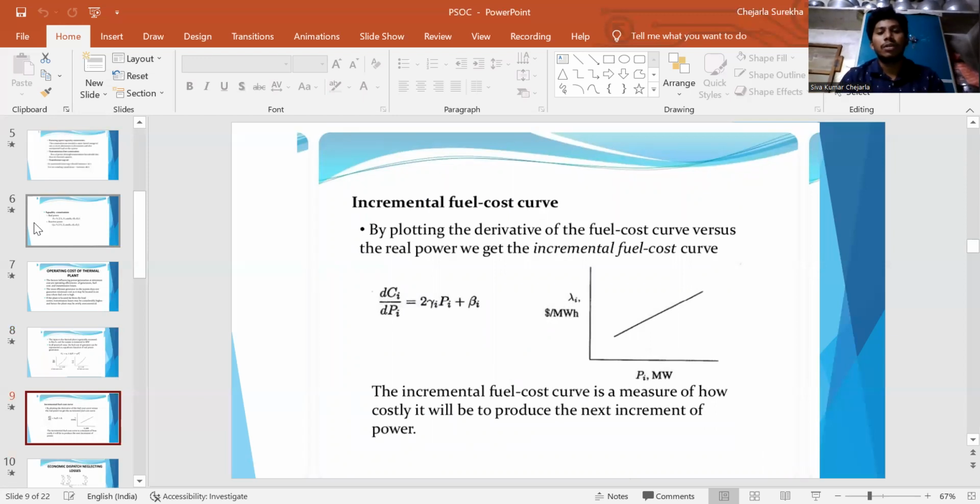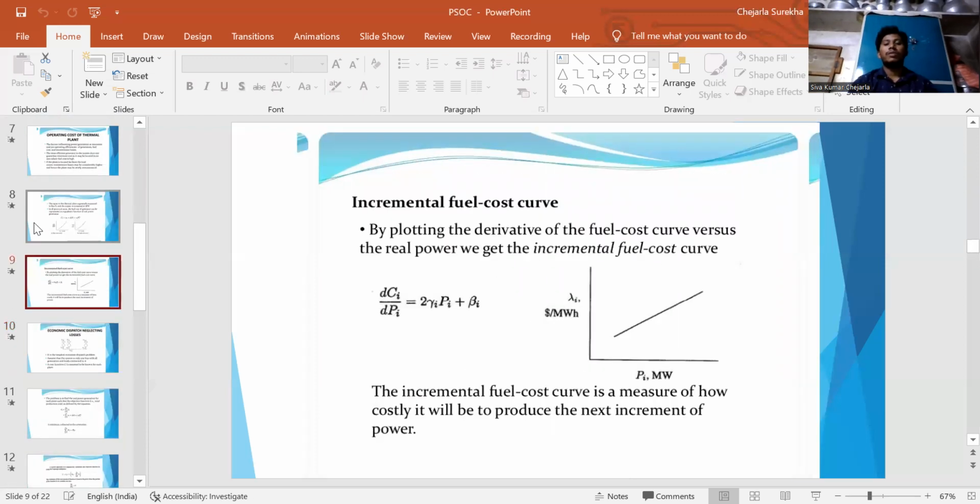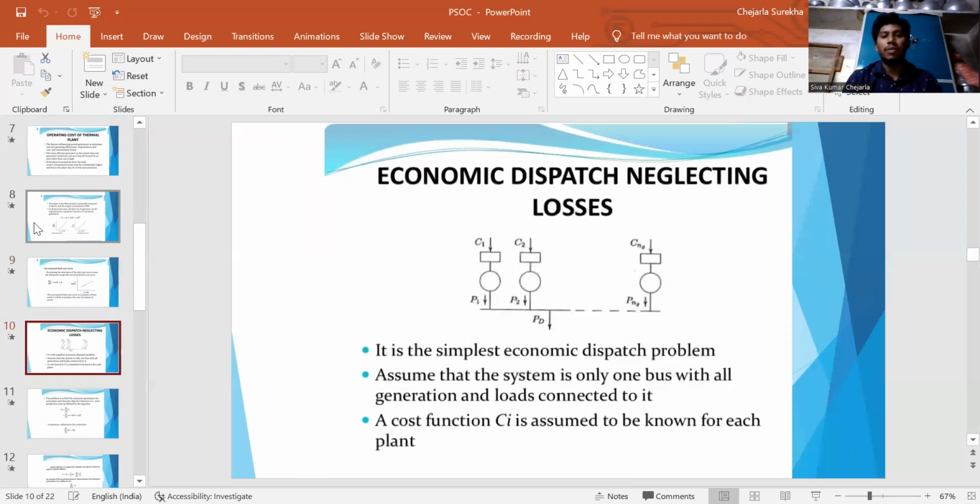Incremental fuel cost curve. By plotting the derivative of the fuel cost curve versus the real power, we get the incremental fuel cost curve, that is, the derivative of C_i with respect to P_i, which equals 2 gamma_i P_i plus beta_i. The incremental fuel cost curve is a measure of how costly it will be to produce the next increment of power.